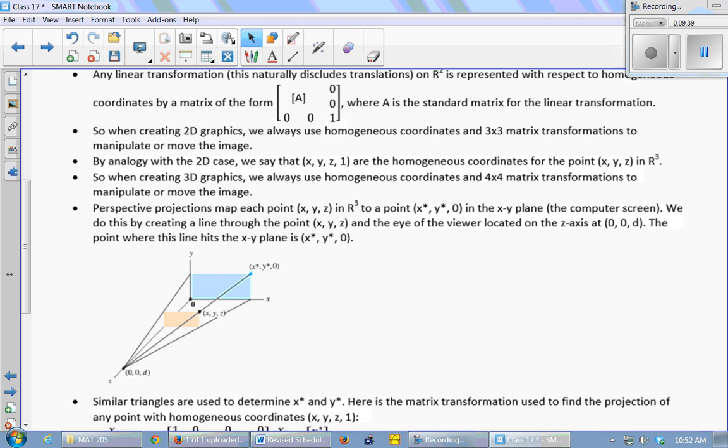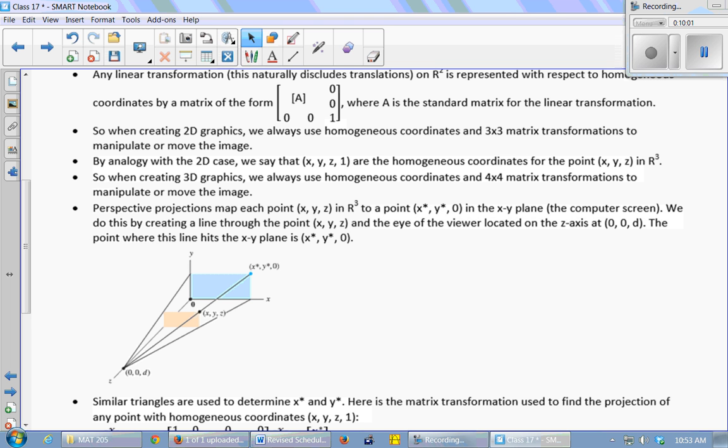So I look at my molecule, pick one point on the molecule. It's got coordinates X, Y, Z. You follow the line of sight from me to the point to the XY plane. And where it hits the XY plane, that's the projection. We call that the projection of the 3D point into 2 space.